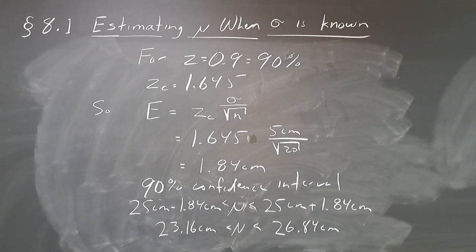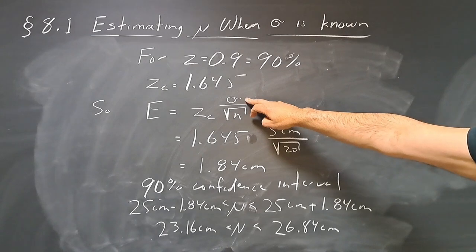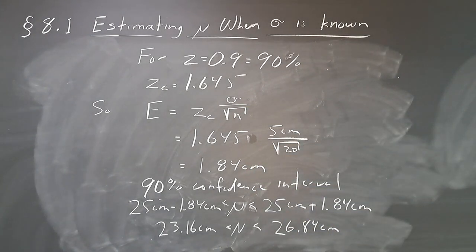The other thing is, it might seem a little weird to assume that we know sigma, but we don't know mu. That happens sometimes. It sort of happened in this case because we said, okay, well, from other species, we already know something about sigma. But it is a little bit weird to assume that we know sigma and not mu. So in the next section, we're going to take a look at estimating mu when we don't know sigma.